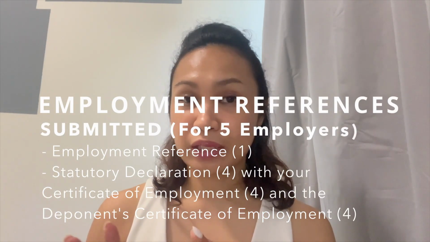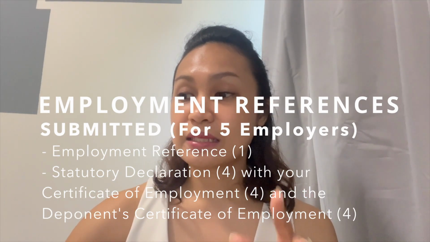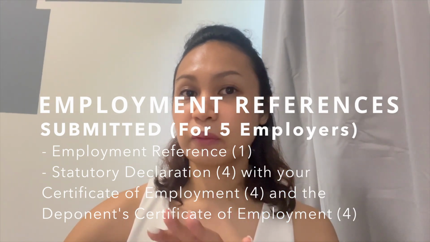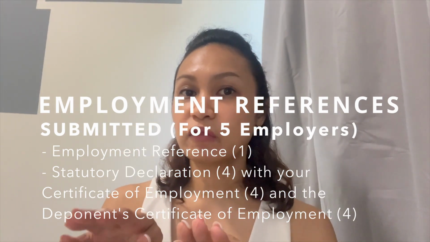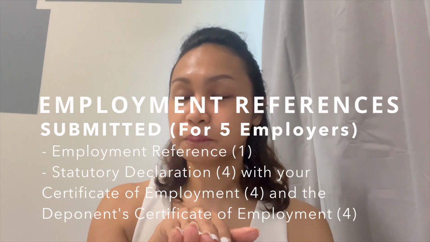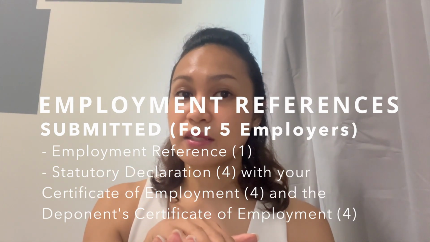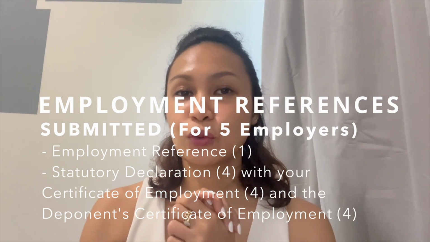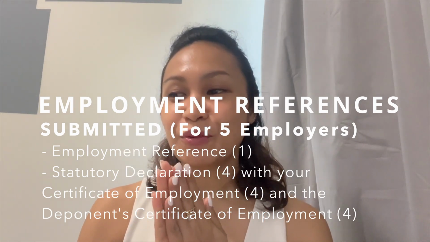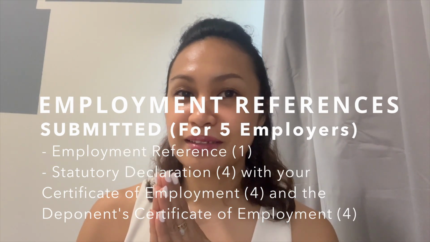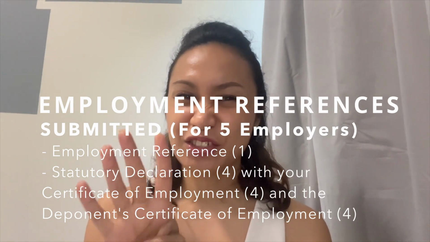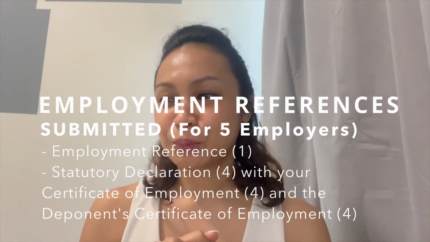So for employment references, if you cannot provide an employment reference, you can use a statutory declaration plus your certificate of employment for that company, plus the certificate of employment of the person that's going to be the witness in your statutory declaration. Okay, so out of my 5 companies, I was only able to secure an employment reference for only 1. So all the rest, that's 4 statutory declarations for me.